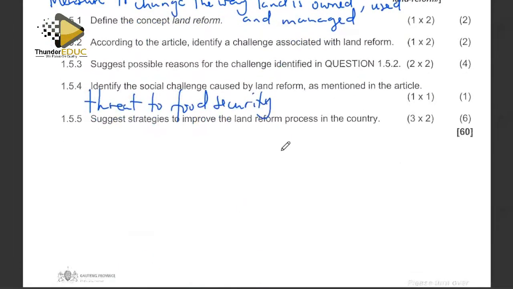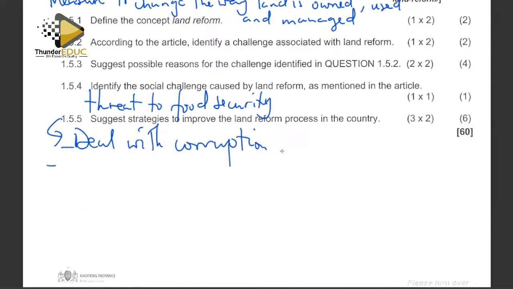Right. Moving on to the last question. Suggest strategies to improve the land reform process in the country. What can be done to make sure that the land reform is effective and is productive enough as per plan? Right, the first thing, the government should deal with corruption. Issues of corruption must be dealt with strictly so that there is efficiency in terms of service delivery. And also, the government must try to source and attain a sufficient budget. The process needs money, and the government must acquire that money to make sure that it goes smoothly.